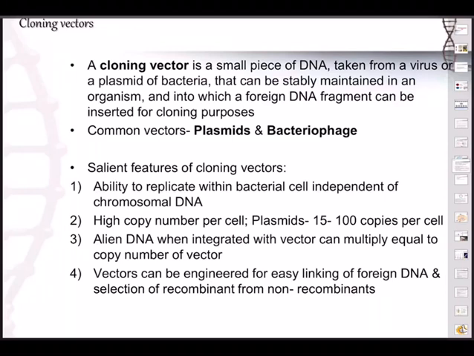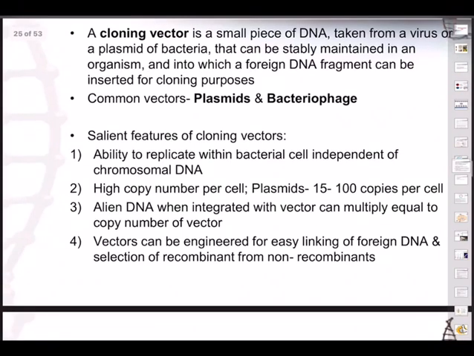That is the purpose. The common vectors may be plasmids, bacteriophages, cosmids, and YACs. The expansion is yeast artificial chromosomes, and BACs, bacterial artificial chromosomes, and transposons and viruses. These are the common vectors. Out of these vectors, plasmid vectors and bacteriophage vectors are commonly used.